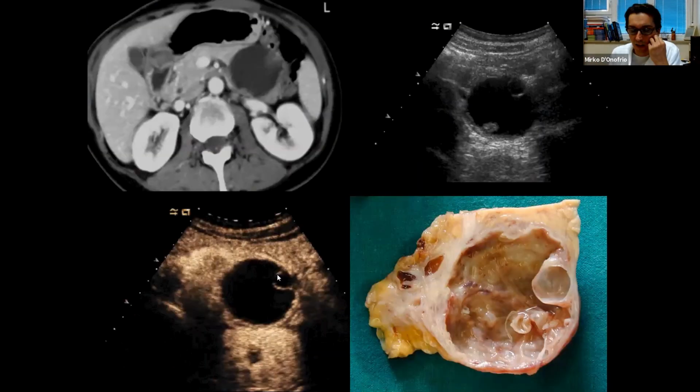So this is an example of a round lesion, unilocular, like a ball, and you can see septa inside. The septa are vascularized, and this is a mucinous cystadenoma that is very important to diagnose because it's a premalignant lesion and needs surgical evaluation.